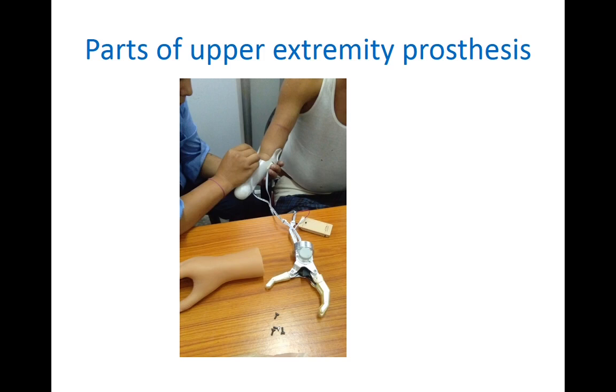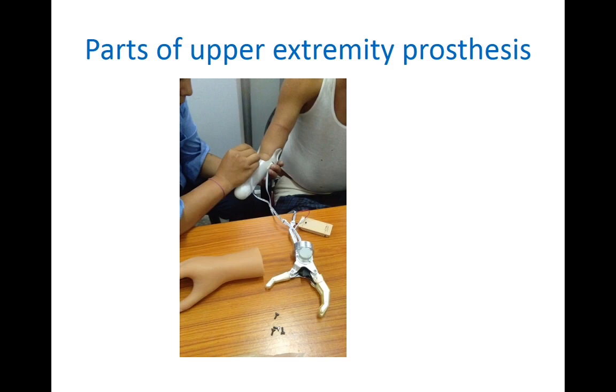In this, what we have is a socket. The white color part which I'm holding is not the socket. The thumb goes inside the socket. That's the socket. Then comes the wrist unit and the hand unit, along with the gloves. This is known as a myoelectric prosthesis. But because of the expense, patients don't usually prefer to have these.